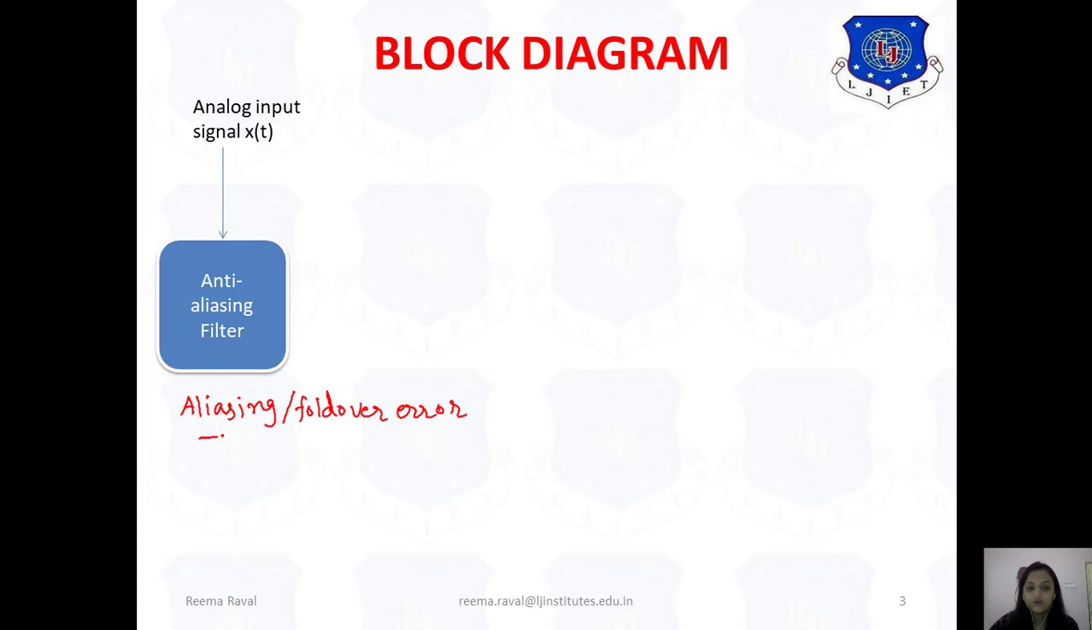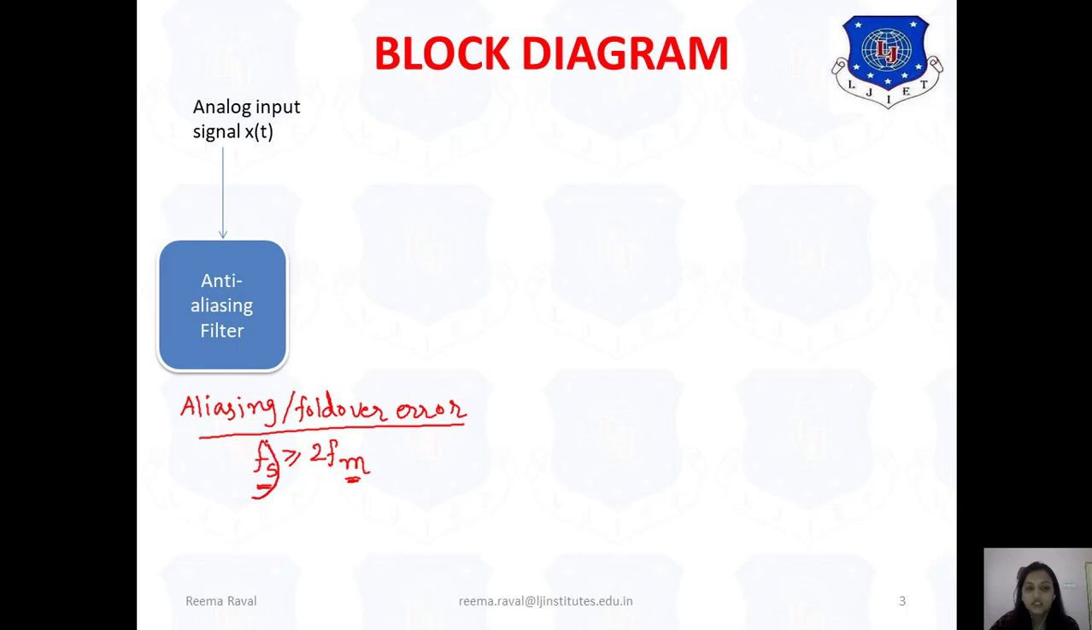So aliasing or fold-over error occurs when the sampling theorem condition is not satisfied. What is that condition? That condition is Fs should be greater than or equal to twice Fm. That means this is the condition of the sampling theorem. If this condition is not satisfied, the aliasing effect occurs.